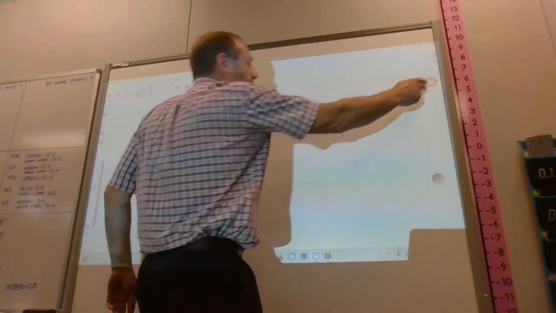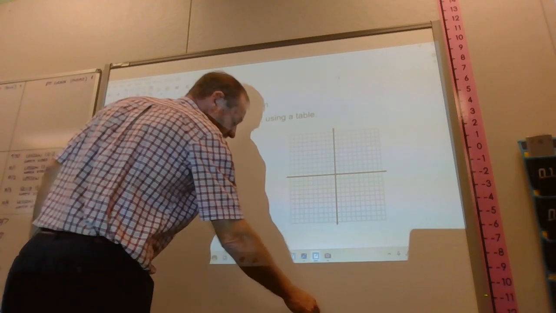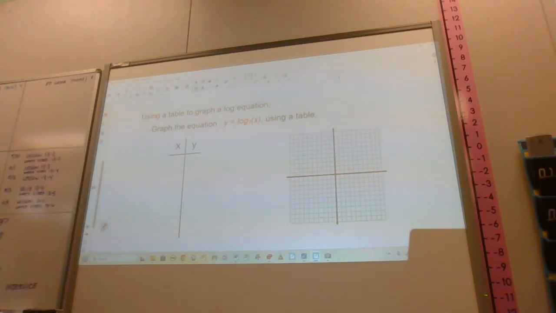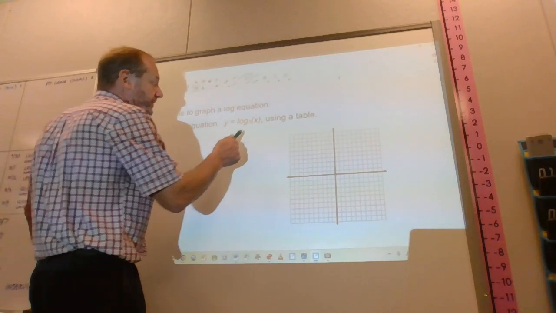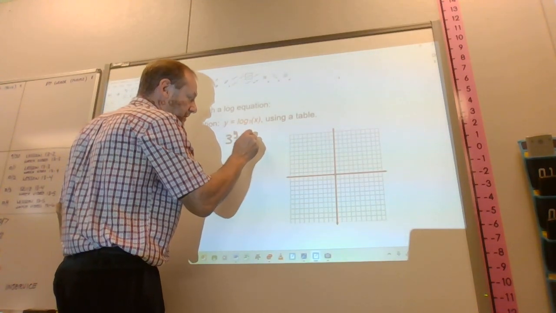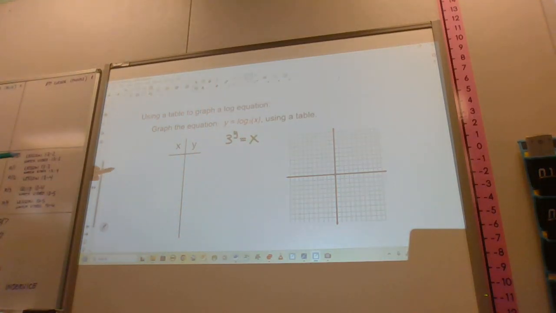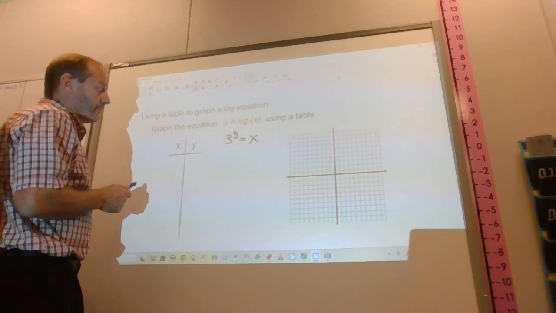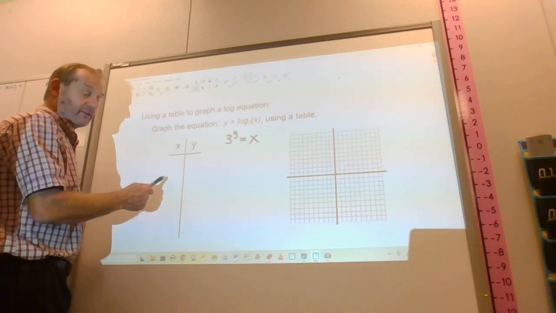What do I got here? Oh, okay. Use a table to graph the log equation, y equals log base 3 of x. Okay. A lot of people have a really hard time with this. Remember logs are exponents, so this really means 3 to the y equals x. So if you wanted to make a table, usually we plug x's into the table and figure out the y's. You could plug the y's into the table and figure out the x's really easy.